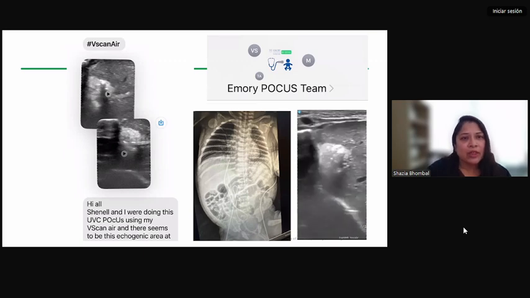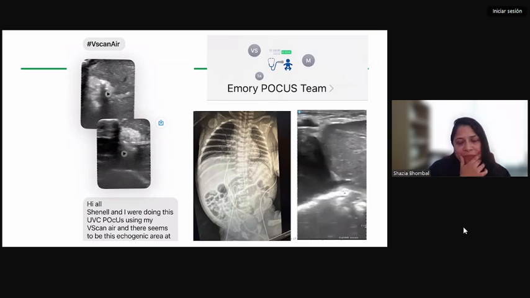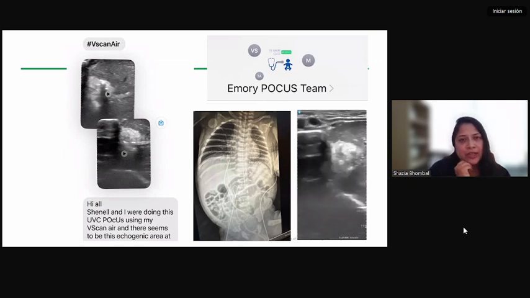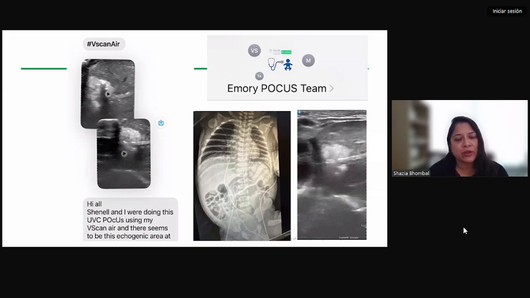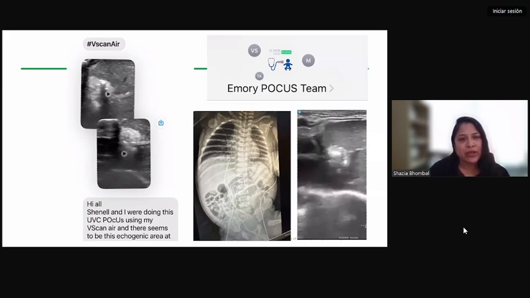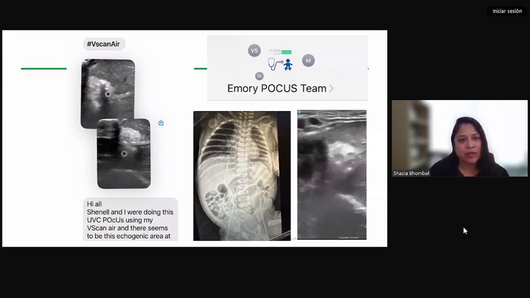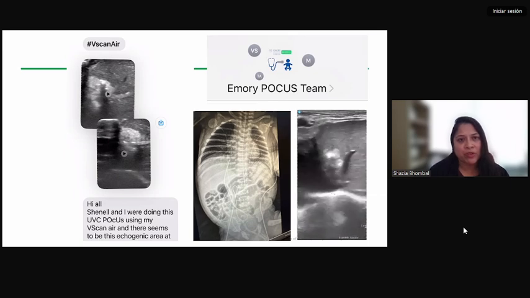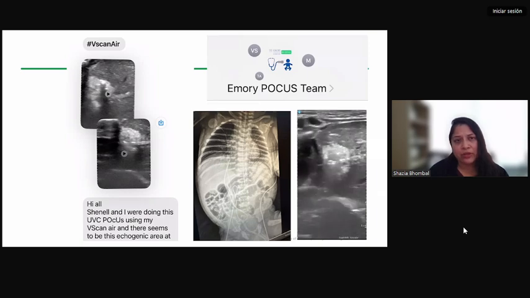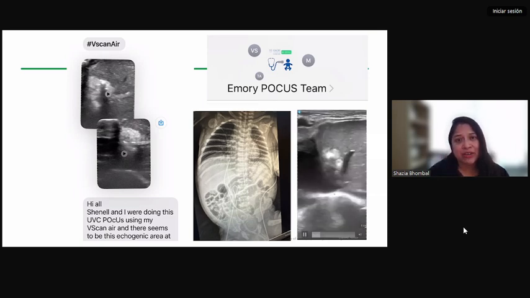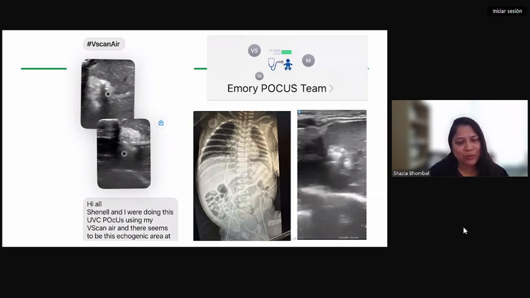So we have a POCUS group here, and we share some imaging or ask questions to each other. In this evaluation, my colleague was doing just an educational check for a UVC, and you can see the X-ray here. It's rotated a bit, but the read was that the UVC was in the correct location. And so we're looking at this echogenic area within the liver, where it almost looks like the UVC is going into that, but the X-ray seemed like it was okay.